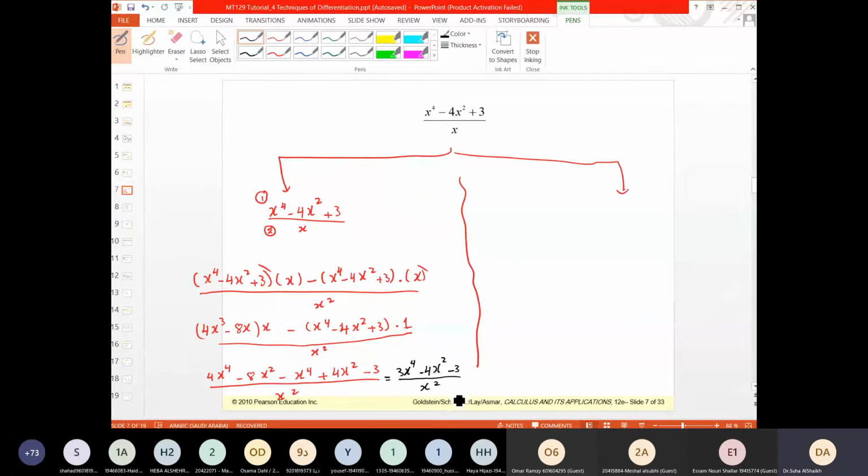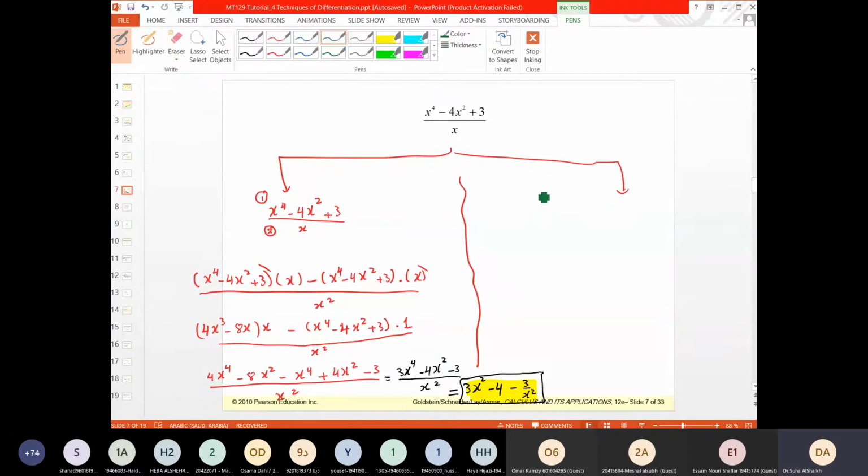If we divide everything by x squared, this will be 3x squared. This will be minus 4, and this will be minus 3 over x squared. And this is the simplest that we can do. Is that correct? This is the simplest derivative I can do here.